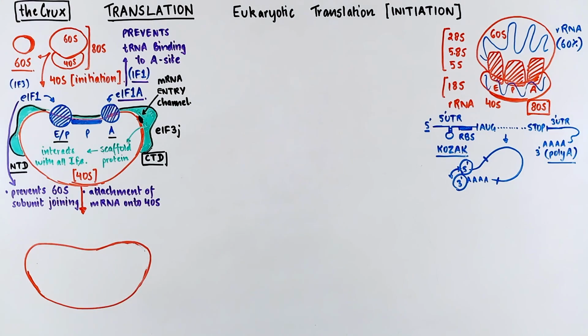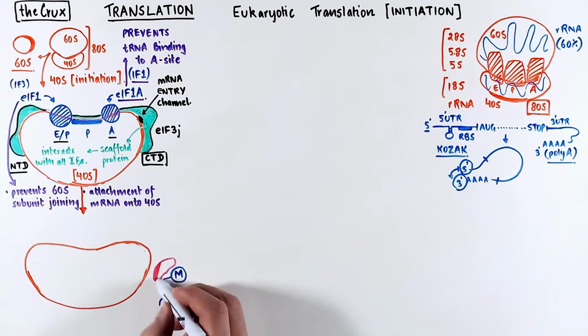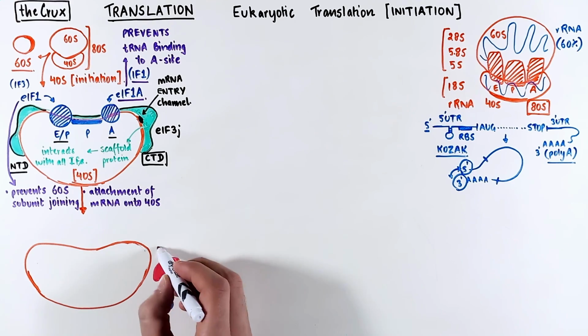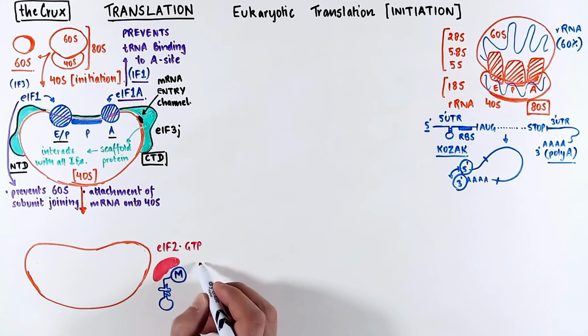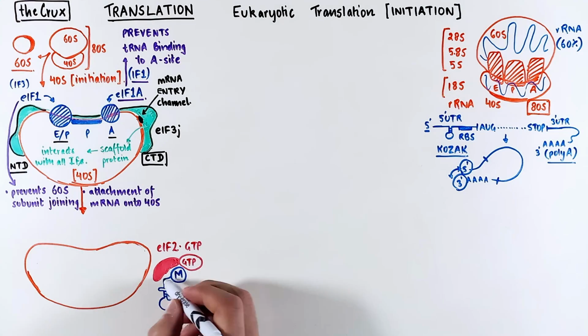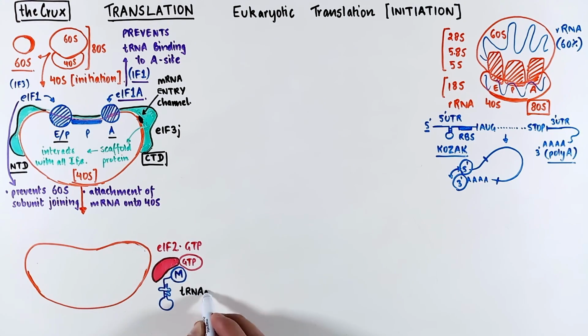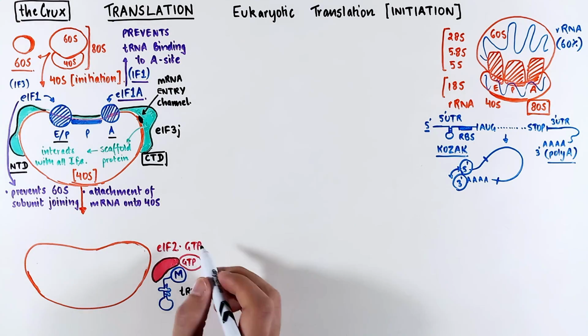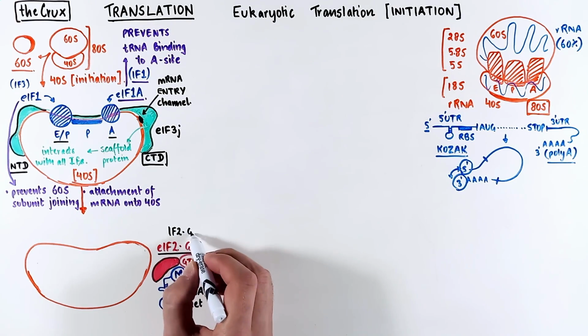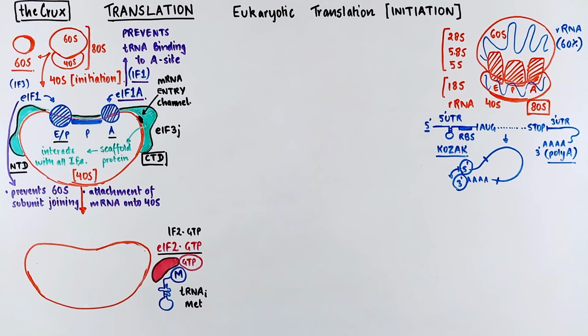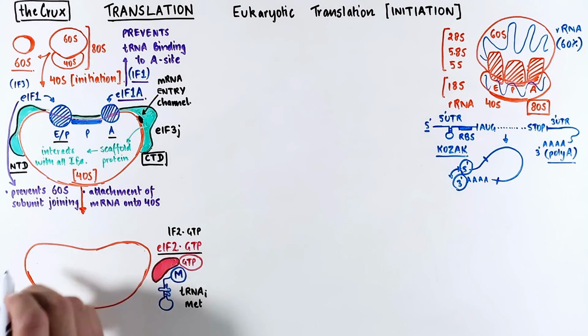In this step, the initiator tRNA, which almost always carries the methionine, is bound by the initiation factor 2, and this eIF2 is attached to a GTP. This charged initiator tRNA is different from the prokaryotic tRNA in that there is no formyl modification done to the methionine. And the function of eIF2 is similar to the function of initiation factor 2 in prokaryotes, which also helps bind the initiator tRNA and helps it to recruit onto the 30S subunit.